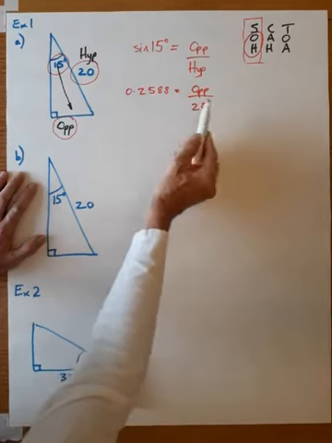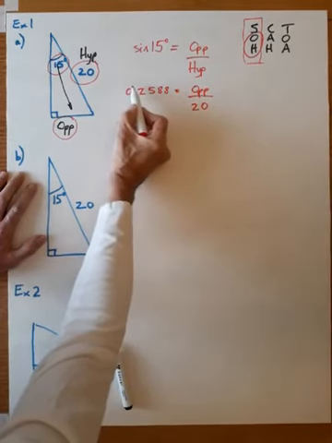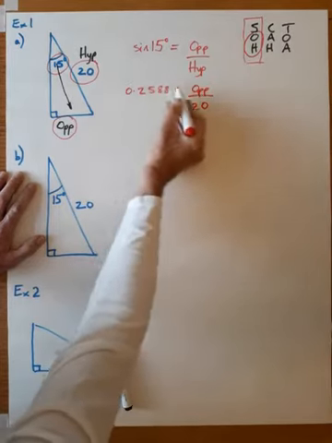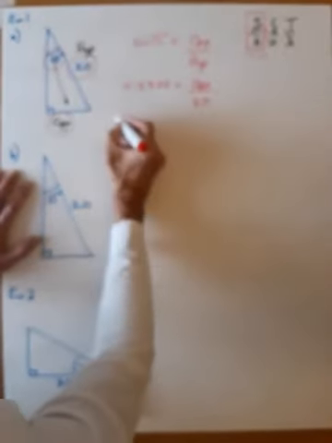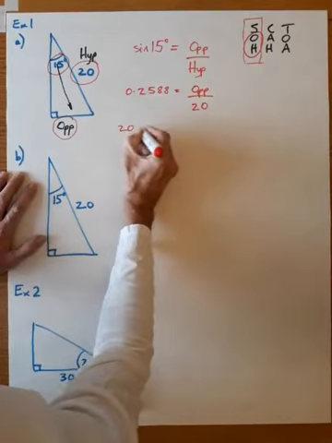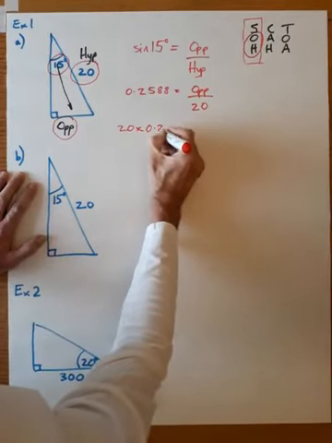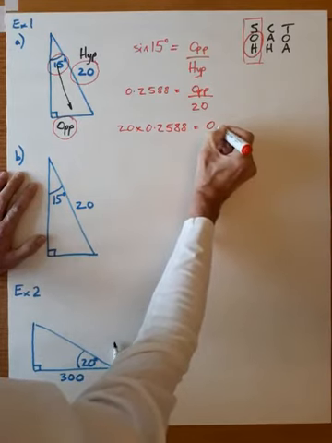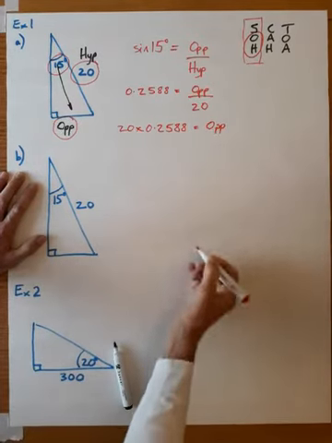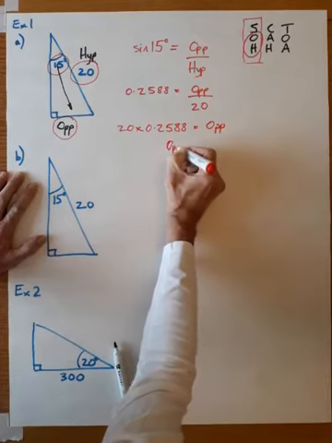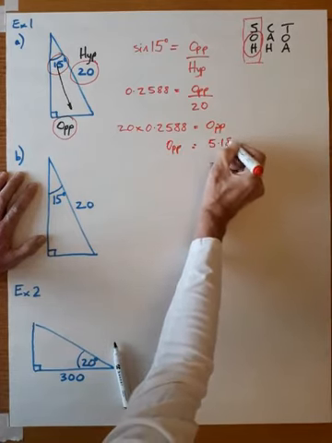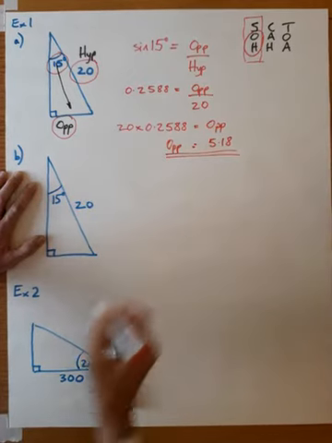At this point, we transpose and take the 20 up to this side. So it becomes 20 times 0.2588. So 20 times 0.2588 is the opposite. So our opposite equals 5.18. And that's it.